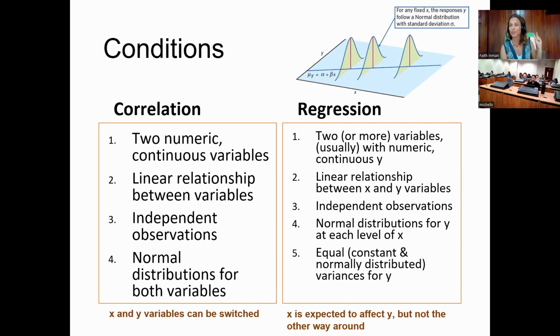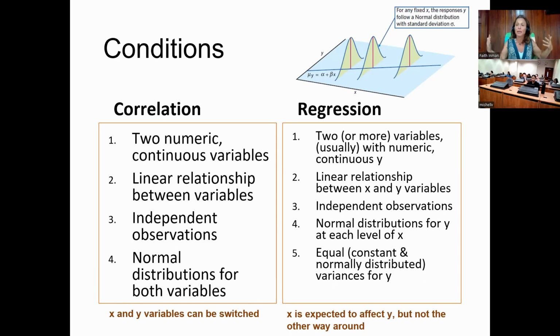Then t-test was two categorical. Now we've got two numeric. See the pattern? All right, again, correlation, it has to be a linear relationship. Number 3 condition, independent observations and normal distribution for both variables. You check to see that both variables are normally distributed or can be transformed to be normally distributed. And we'll talk more about that a little bit later and also in the lab.